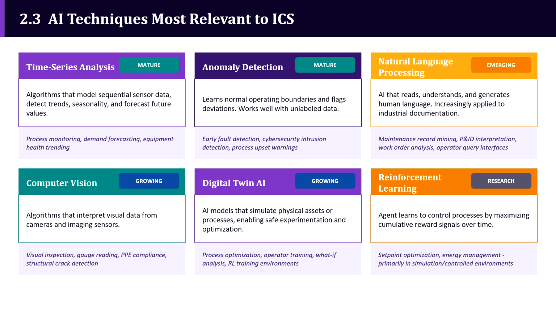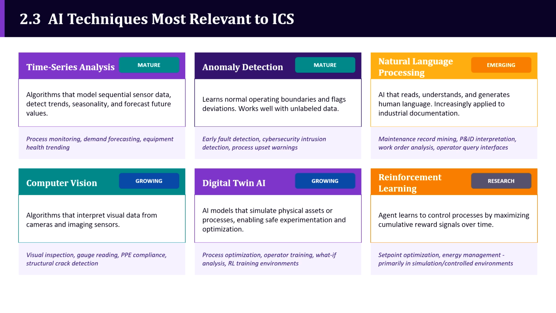Techniques in this family include classical methods like autoregressive integrated moving average and exponential smoothing, and modern approaches like long short-term memory neural networks that are particularly good at capturing long-range temporal dependencies. This is the backbone of predictive maintenance and process monitoring. Anomaly detection, I've already mentioned. It's one of the most widely deployed artificial intelligence capabilities in industrial control systems because it works with unlabeled data. The mature badge on these first two reflects that they have proven track records in production industrial deployments.